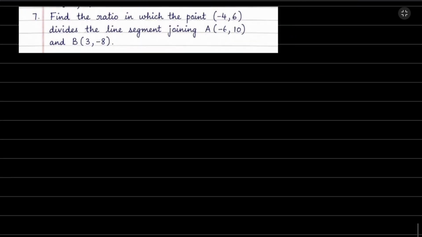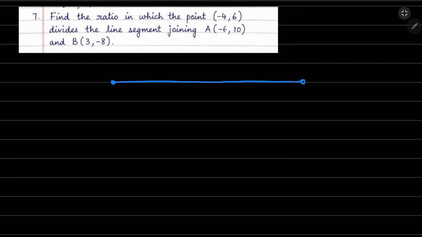So this is the last question of the day. You have to find, we have one more question. So this is the 7th question. Find the ratio in which the point divides a line segment joining AB. Whenever you have to find the ratio, you will take it as k:1.